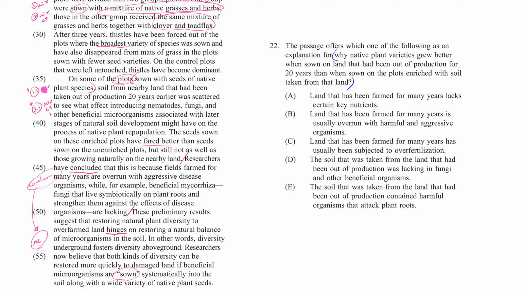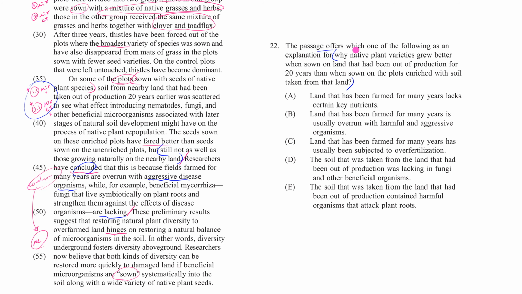So it's saying why, even though this did fine, it still didn't do as well as those growing naturally on nearby land. Okay, that's the 20 years out of production. Well, we know why. The researchers concluded why for us. It's because there was too much aggressive disease organisms in the soil and not enough beneficial. So you can say it that way, or you can say it the other way, that the land that's been resting for 20 years had more of the beneficial, less of the disease organism. So yeah, let's just see which one.